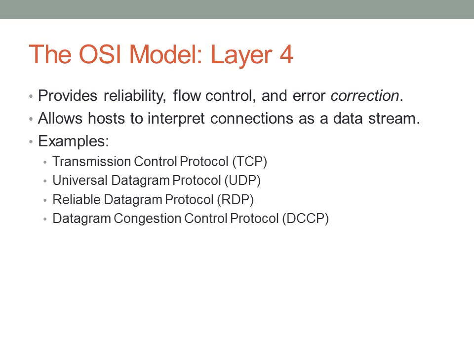Some examples of Layer 4 protocols include Transmission Control Protocol and User Datagram Protocol, TCP and UDP, which you've probably heard of before. Reliable Datagram Protocol and Datagram Congestion Control Protocol are also examples. We'll actually talk about DCCP once we hit Frame Relay.